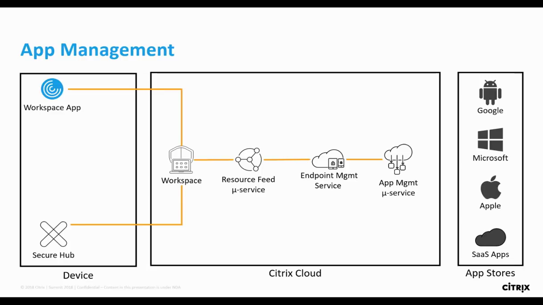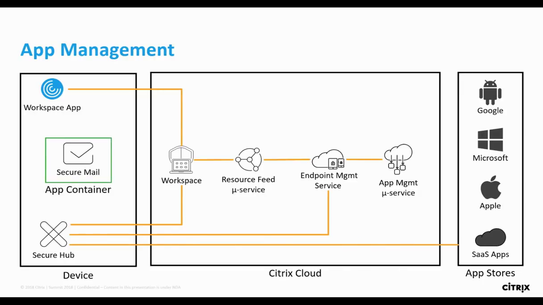Now, if the Secure Hub app hasn't been installed yet, the user is going to be prompted to go ahead and install that, and Workspace app will automatically direct the user to the appropriate store for that device to download and install Secure Hub. Secure Hub will go ahead and enroll the user and refresh the user and device within the Endpoint Management service. And then after that, the Endpoint Management service will direct Secure Hub to download and install the selected application from the appropriate app store. That could be Apple, Microsoft, Google, or even the SaaS applications. Where is that application going to be coming from?